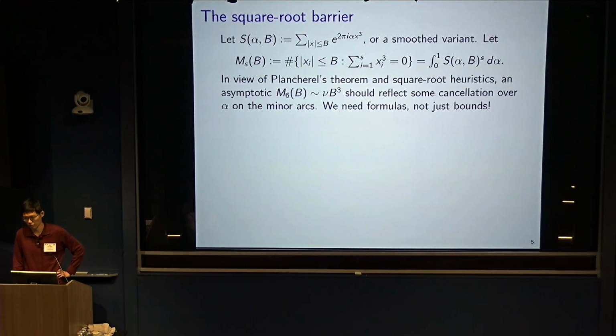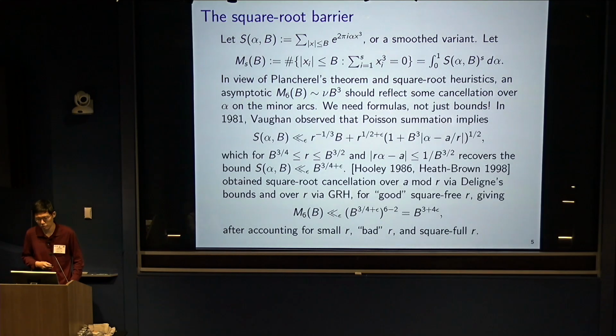This is 6 variables, cubic equations, what's called the square root barrier. The point is, M_s is the nth moment of S(alpha, B), and because S(alpha, B) should generically be of size B to the 1/2, maybe B to the 1/2 plus epsilon, if we want an asymptotic, that means we're going to have to detect non-trivial cancellation essentially on the minor arcs of the circle method. So we can't just take absolute values on S. We have to hope to have some formulas that we can expand and actually push this analysis further.